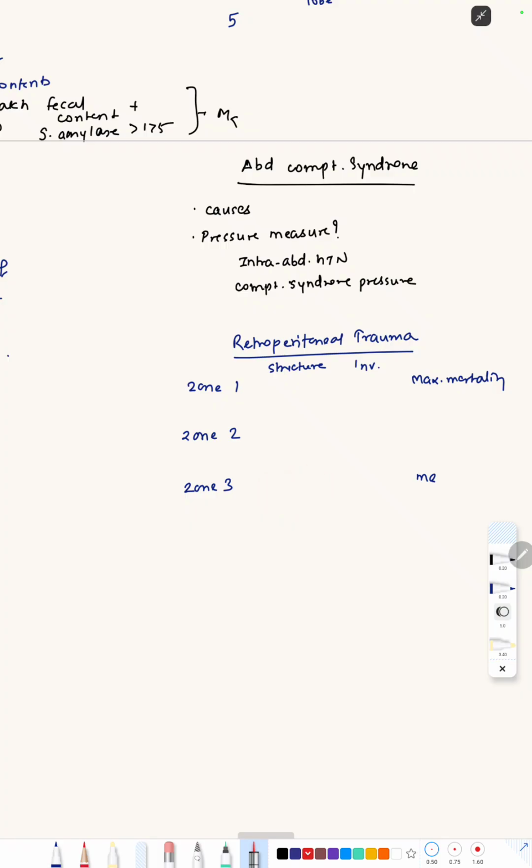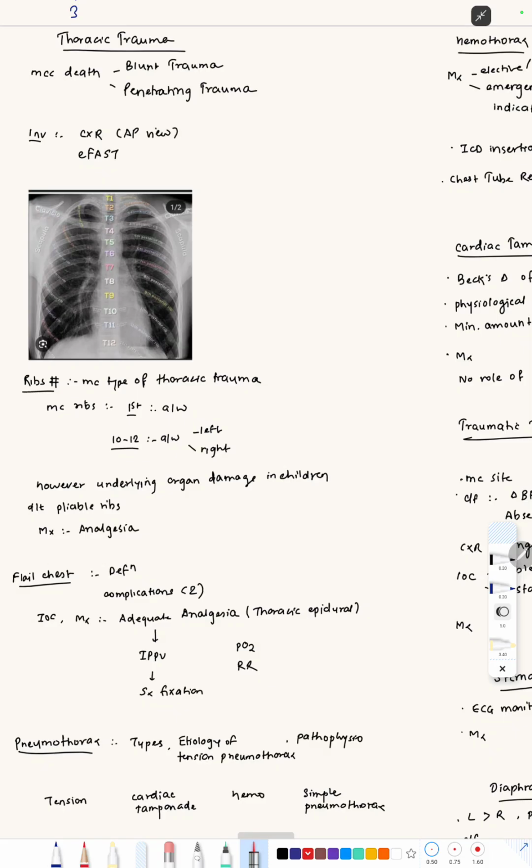Okay, so this is going to be about abdominal trauma. The next is thoracic trauma. In the thoracic trauma module, the most common cause of death following a blunt trauma is tracheobronchial injury, while the most common cause of death following penetrating trauma is hemothorax secondary to pulmonary laceration. For investigation, chest X-ray should be done in the AP view, and the extended FAST technique, where the right anterior and the left anterior chest region is seen.